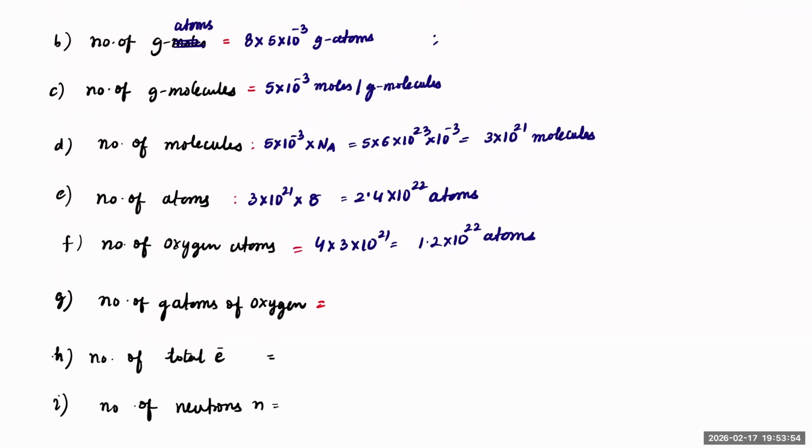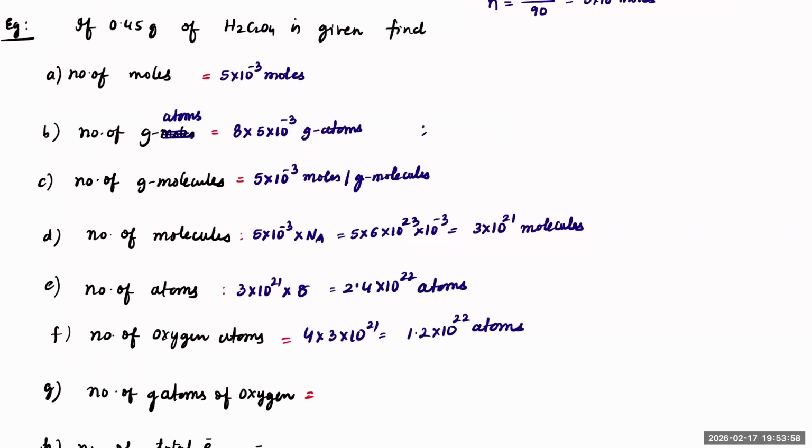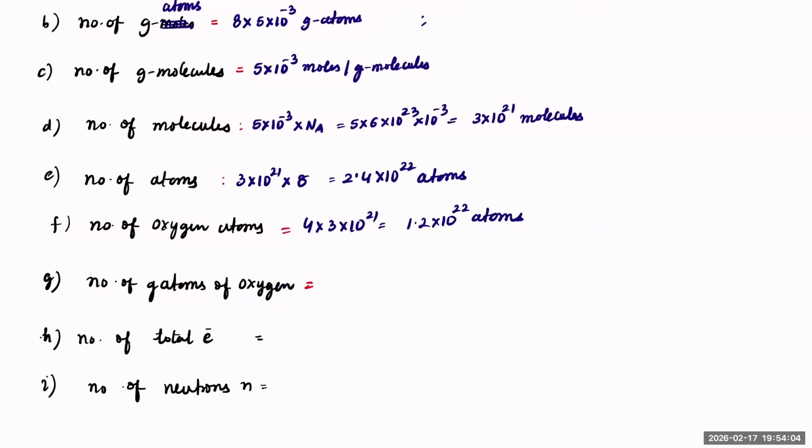And gram atoms of oxygen. See, 1 mole is equivalent to 1 gram atom. So you have these many moles, multiplied by the number of oxygen atoms, which is equal to 4 times. So 4 into 5 into 10 raised to power of minus 3 moles. So that is 20 into 10 raised to power of minus 3 gram atoms of oxygen, or I can write it as 2 into 10 raised to power of minus 2 gram atoms of oxygen.